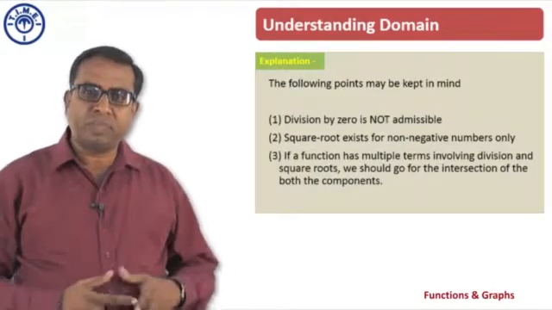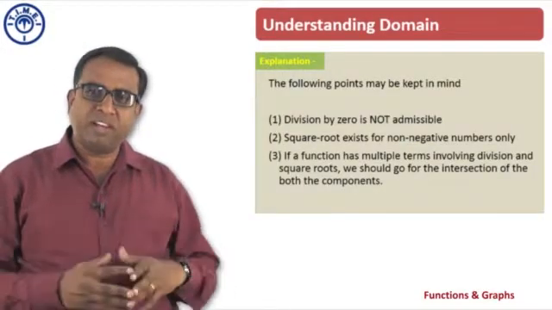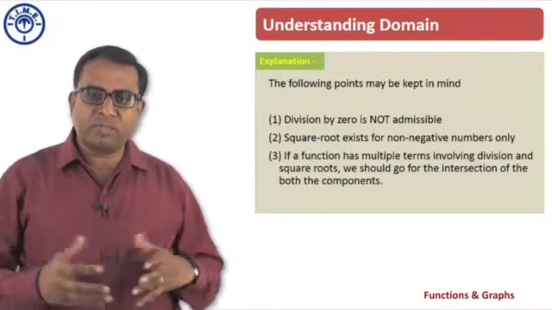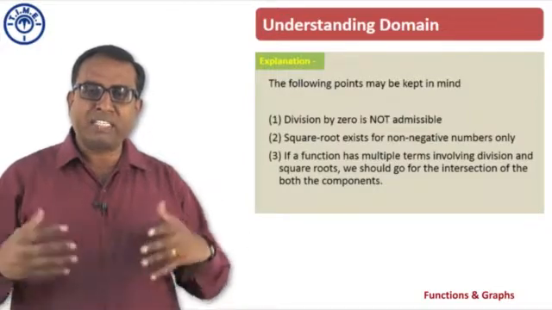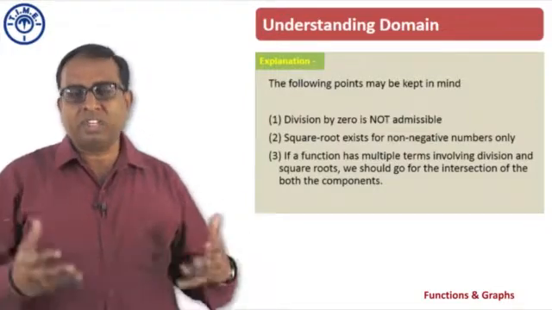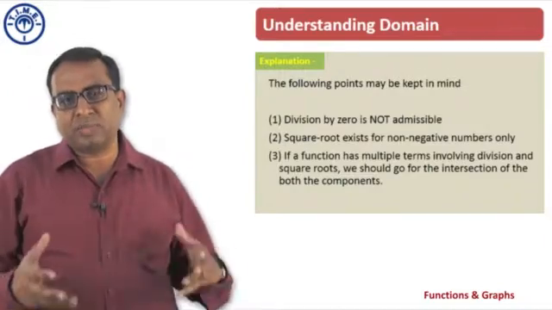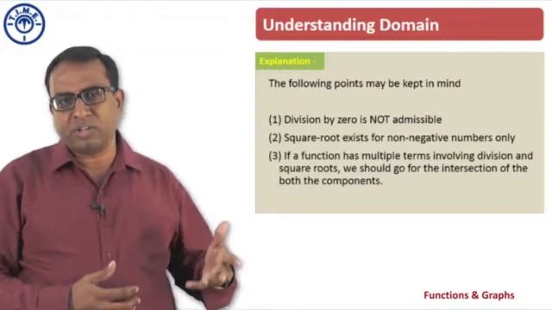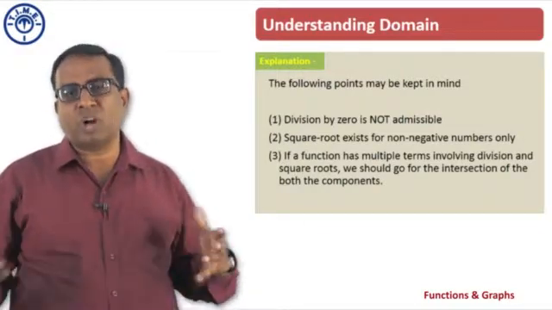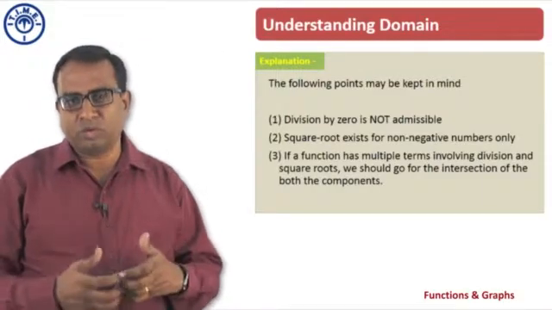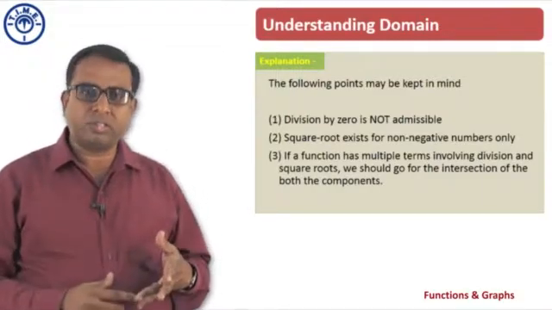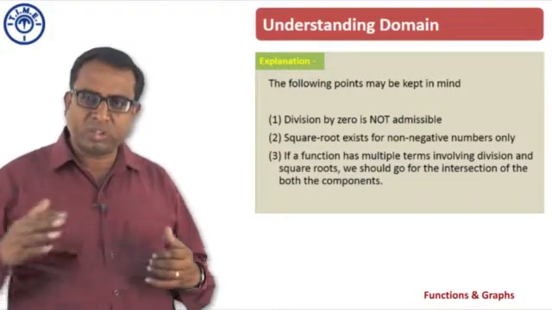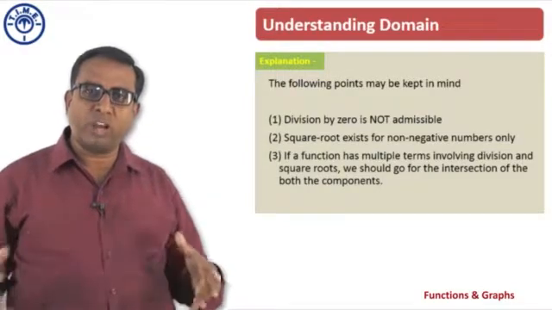Let us try and understand this domain. What is acceptable, what is not acceptable? In the case of a machine, we all know by using our common sense we can take a call on what is acceptable and what is not. Here also, for a function, we just have to keep in mind these rules that we are going to mention. The first rule is division by 0 is not admissible. You can't divide a number by 0. Rule number 2 is square root exists only for non-negative numbers.